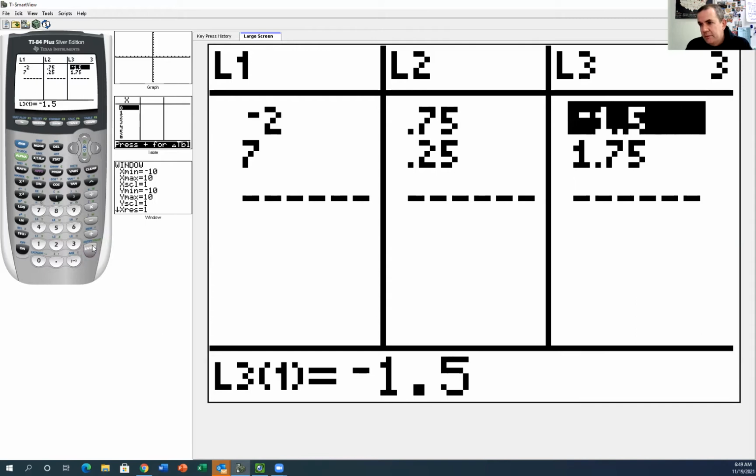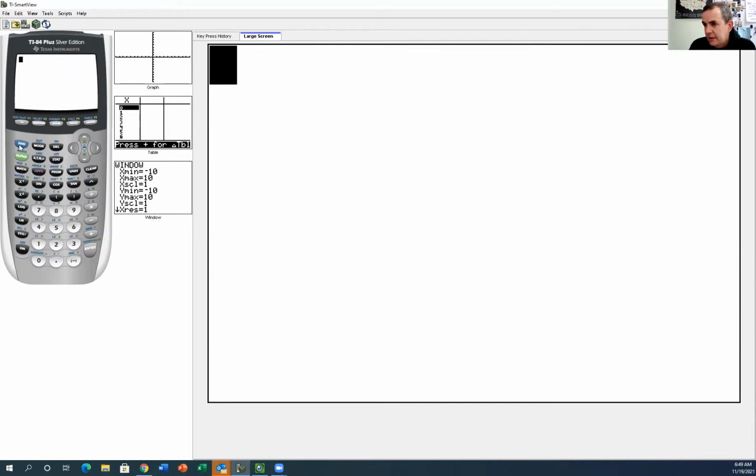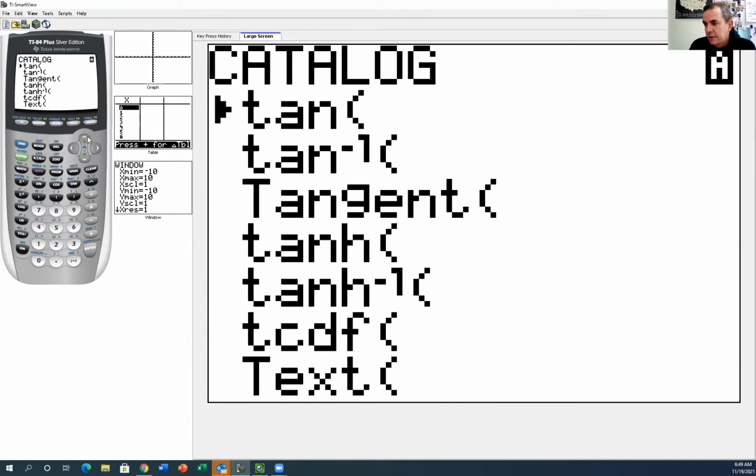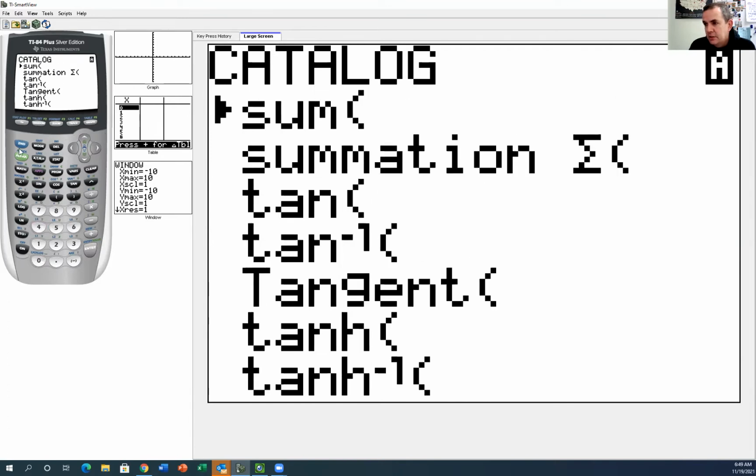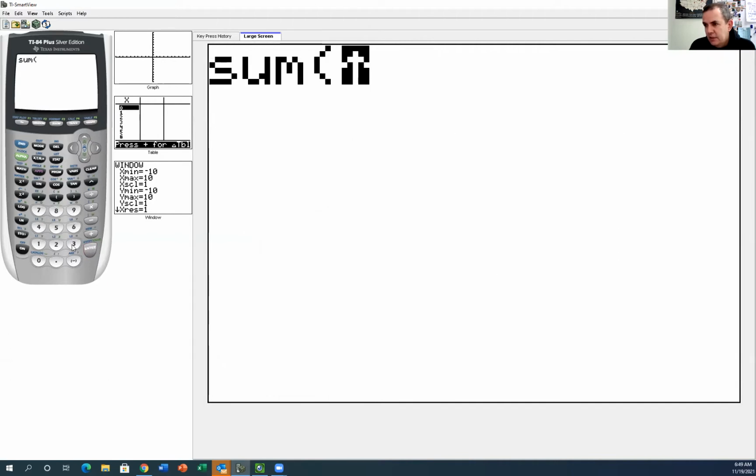And what's going to end up happening on this one is we need to add those 2 together. So again, second quit to get back. Second 0 for catalog, 4 for sum, arrow up twice. Second 3, enter. And what that says is in this game, on average, I am going to make about 25 cents.